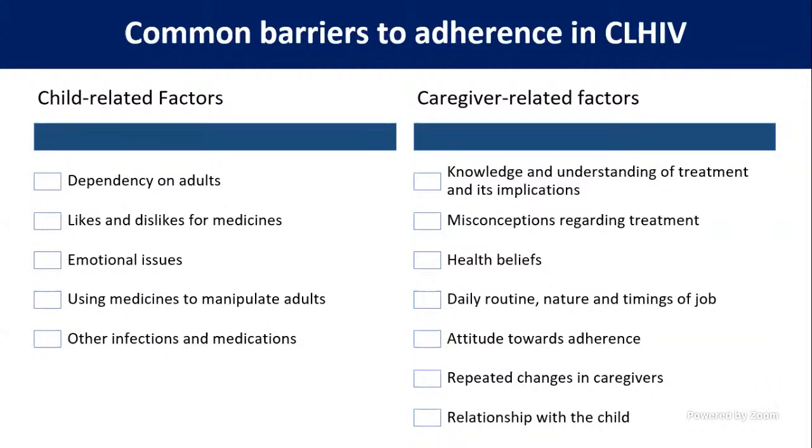As I already said, you have to know the daily routine of the caregiver, the nature and timing of the job that may interfere with adherence. And what is the attitude towards adherence? What is the repeated change in the caregivers' relationship with the child? It's very important, and you have to identify this at the very beginning, and only then start counseling. So it's very important to identify the characteristics of the caregiver, the relation with the child, the daily routine of the caregiver, and the attitude about the drug, medications, treatment, and adherence. All those things are to be assessed, and only then can you counsel the caregivers. Next slide, please.